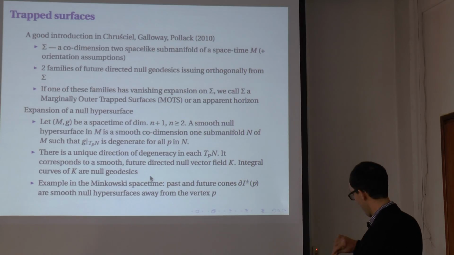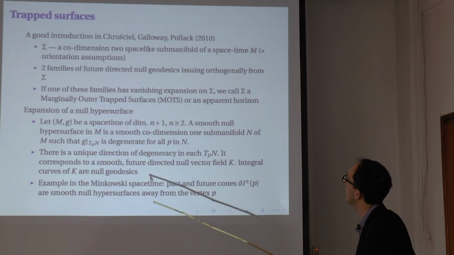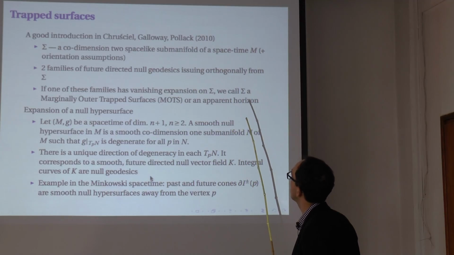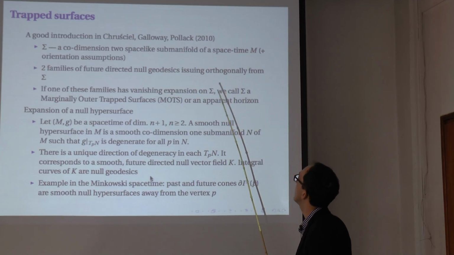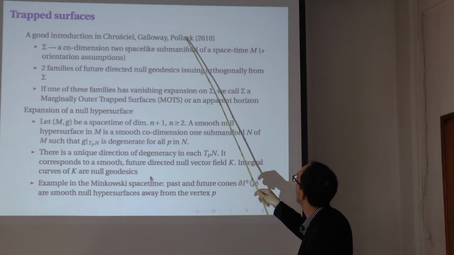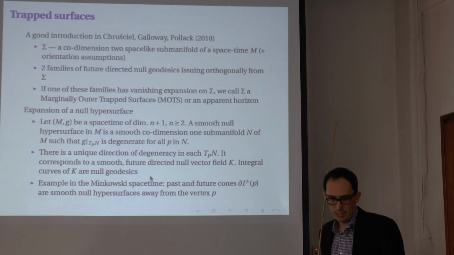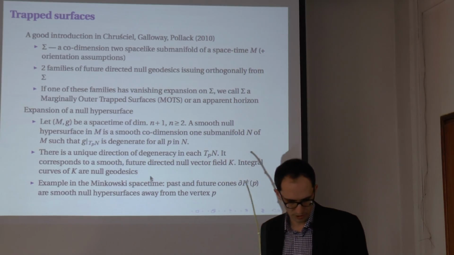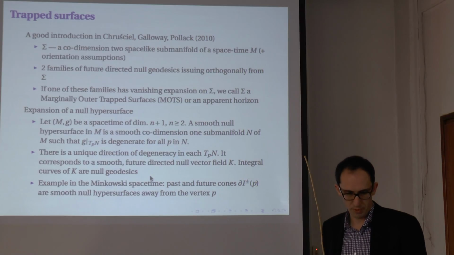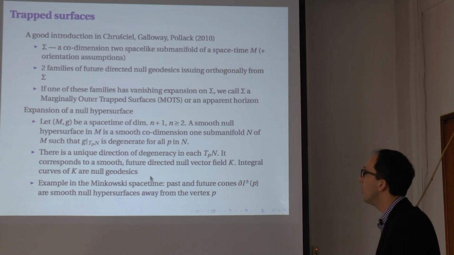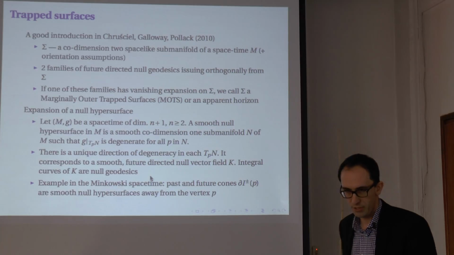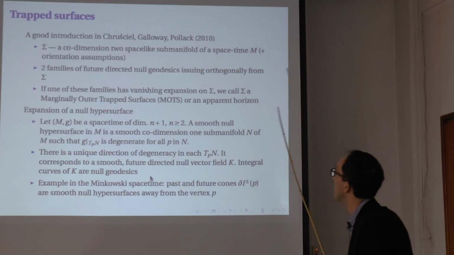When preparing this talk, I was searching for a reasonable introduction, and I found a particularly nice paper by Piotr Chruściel, Galloway and Pollack from 2010. I think it gives some modern flavor of the language that mathematicians use with respect to trapped surfaces right now. Of course, you can start with Hawking and Ellis, the classic book, and most of the information, maybe with slightly different terminology, is present already there.